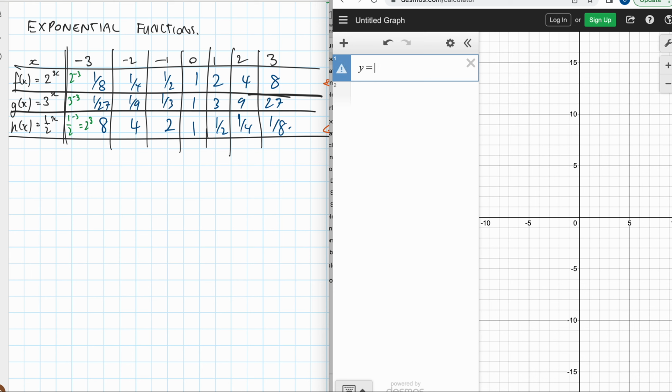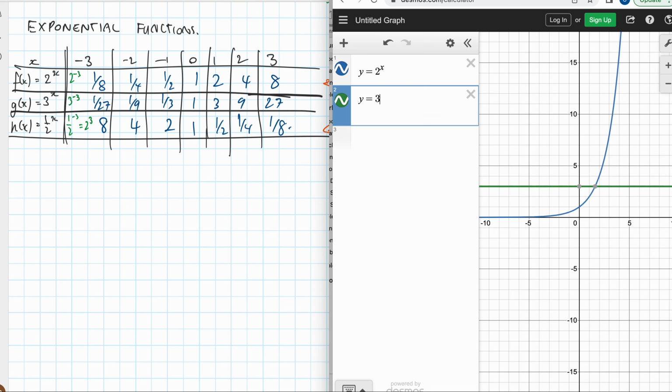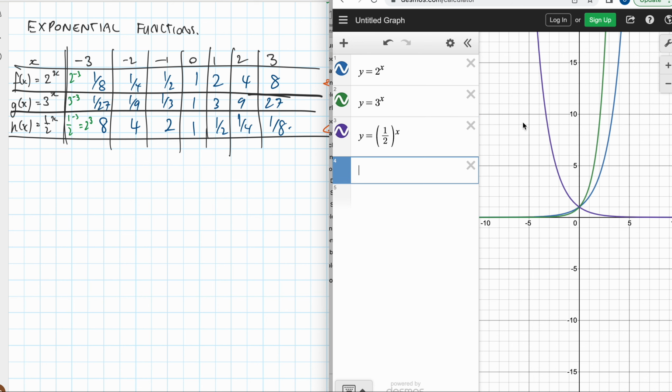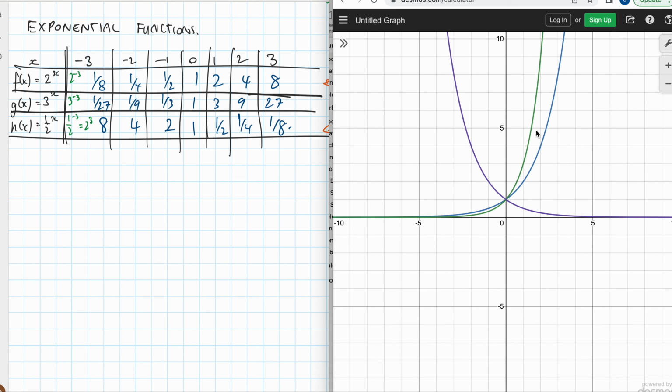And I'm just going to use y in this case. y is equal to 2 to the x, y is equal to 3 to the x. And then we've got y is equal to half to the x. Okay. Now we can see that here in blue is 2 to the x. In blue, this is 2 to the x here, so it's quite steep. 3 to the x, even steeper. And then half to the x, we can see is going the other way.